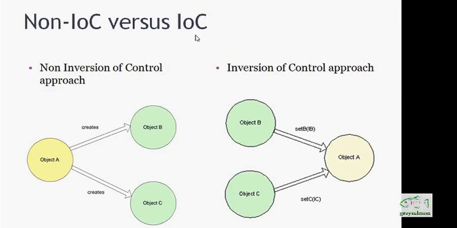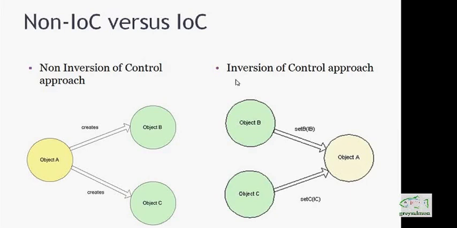Now here, non-IOC versus IOC. What was going on in the earlier days? Earlier days, if object A is having the reference of two objects, object B and object C, then while creating the object A, this object A also first creates the object B and also creates the object C. But now in the modern applications, as the model which is provided by the Spring framework, if object A requires the object B and object C to provide its services or to get some services performed, then these two objects are injected into the object A.